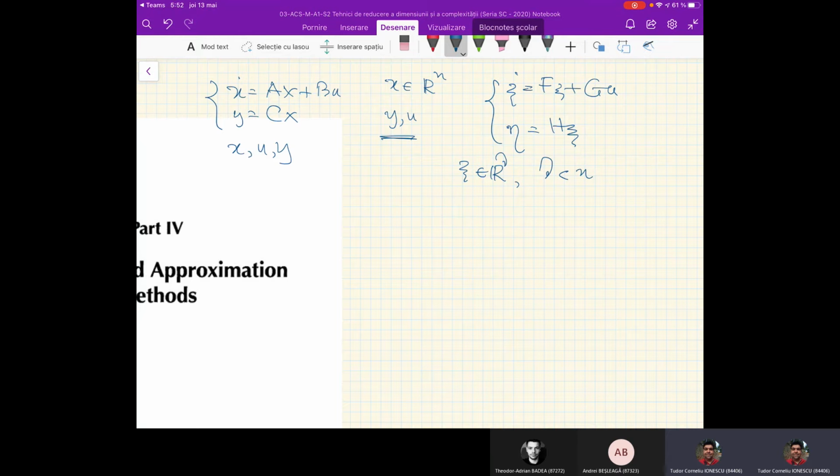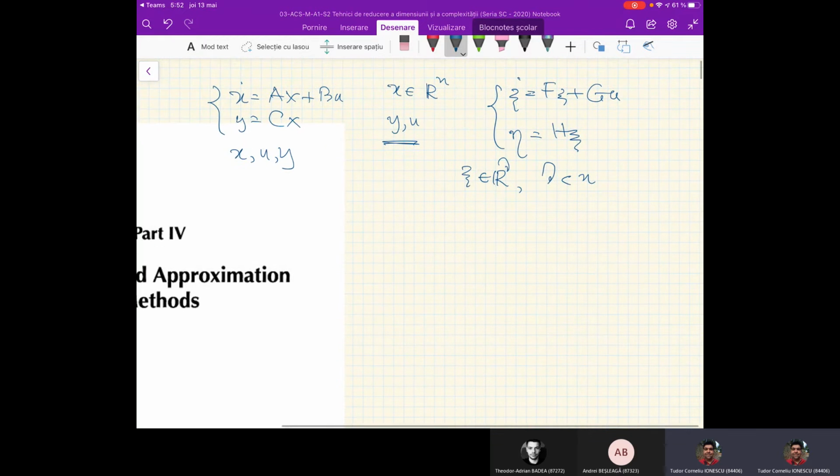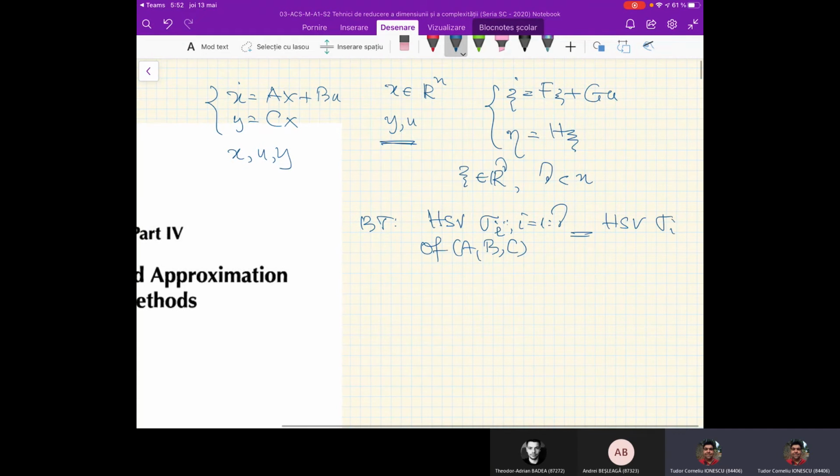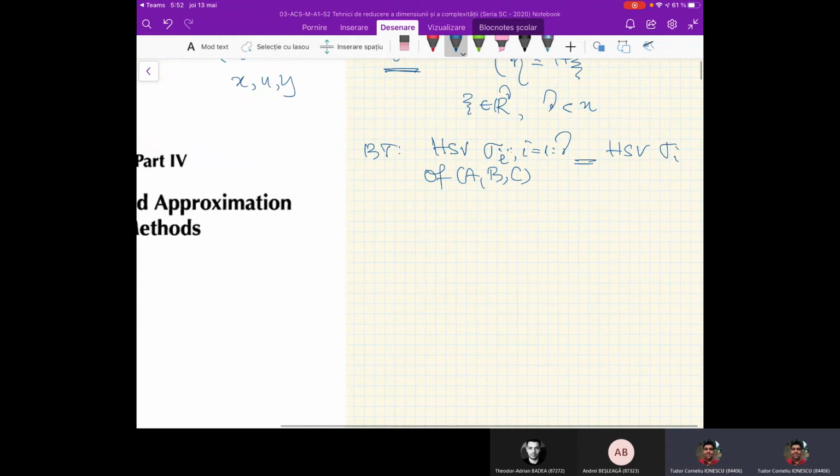If balanced truncation was looking at these things from this perspective of balancing and truncating the Hankel singular values, so BT, the Hankel singular values sigma i of A, B, C, with i from 1 to ni, were identical to the Hankel singular values sigma i of F, G, H. This is in balanced truncation. Now we have a different approach.